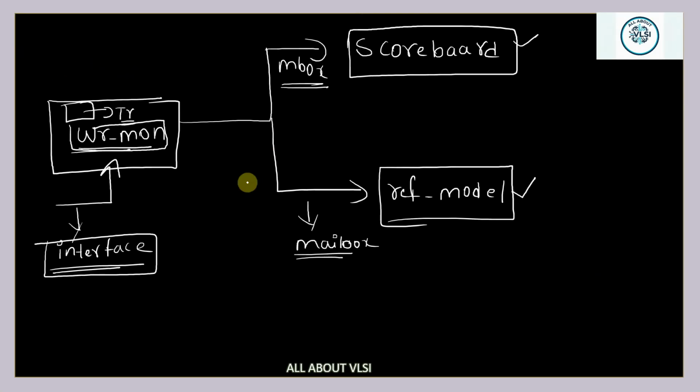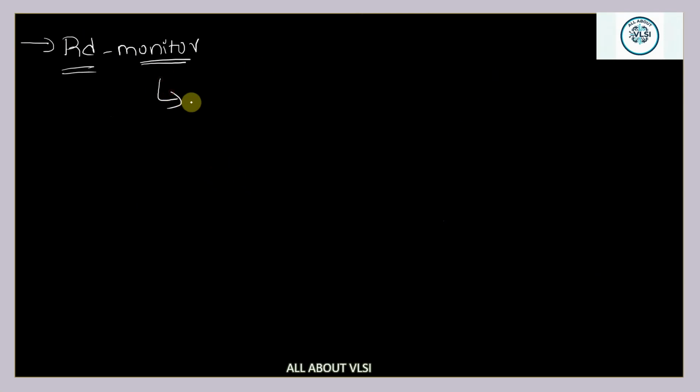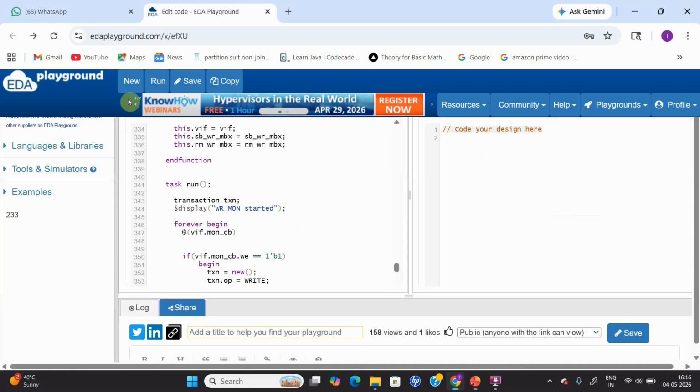Now let's start with another file development, which is basically our read monitor. The write monitor was monitoring the signals which the write driver was driving from the interface, storing them in a transaction and sending it to my scoreboard and reference model. Same thing, the read monitor is going to monitor the transactions which my read driver is driving, like the read enable signal and read address, from the interface, and store them into the transaction and send it to the scoreboard and reference model.